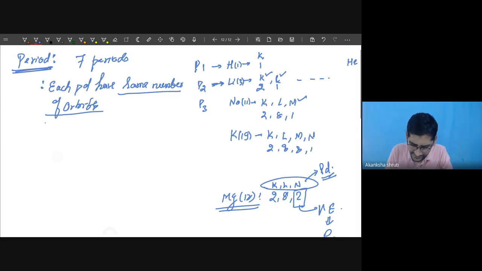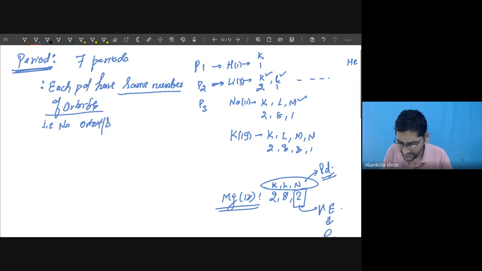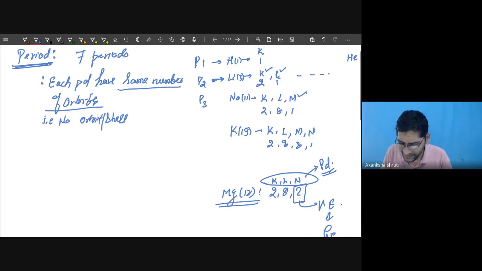This is asked in another way: orbits get added in option 1, group; period; both; none. So the question is like this one. Each period has the same number of orbits. That is, no shell or orbit is added in a period. It is very important, though it appears very small, but students are committing mistakes.